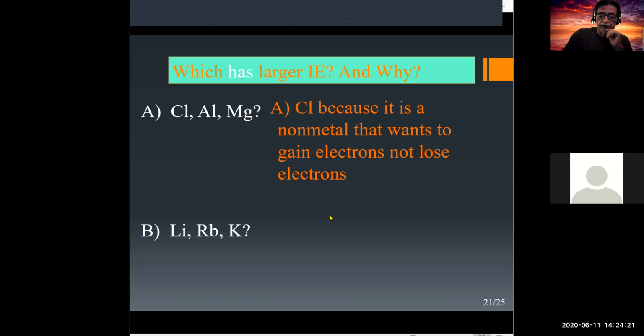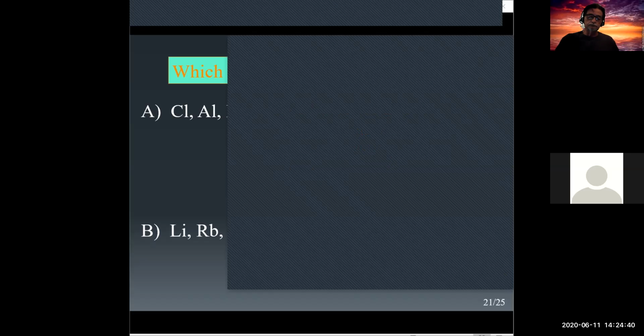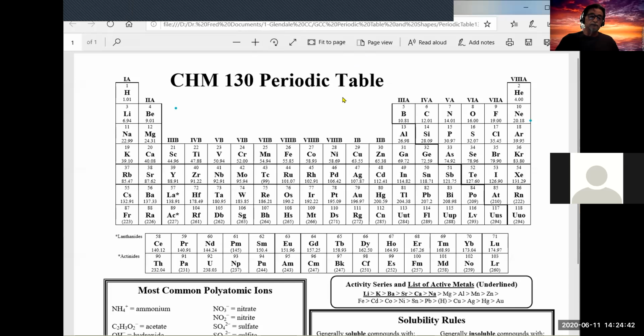Okay, now we look at these. We got lithium, rubidium, and potassium. All of them are metals. So to answer this question, we have to figure out where they're at on the periodic table. And so let's find them. Okay, and here they are.